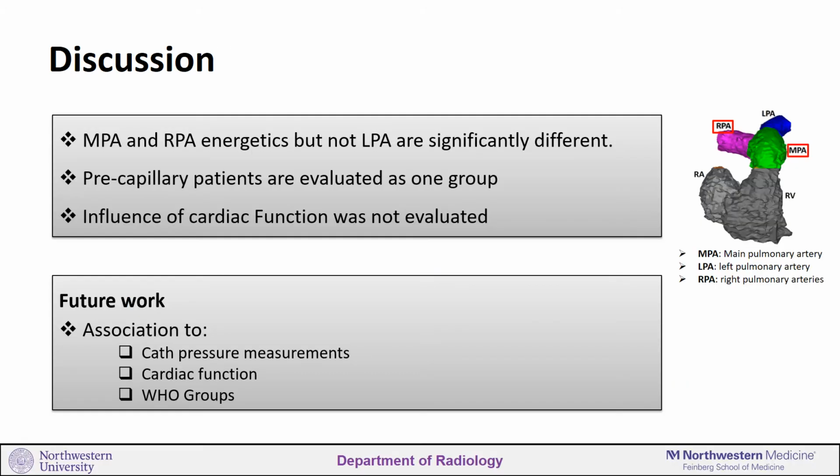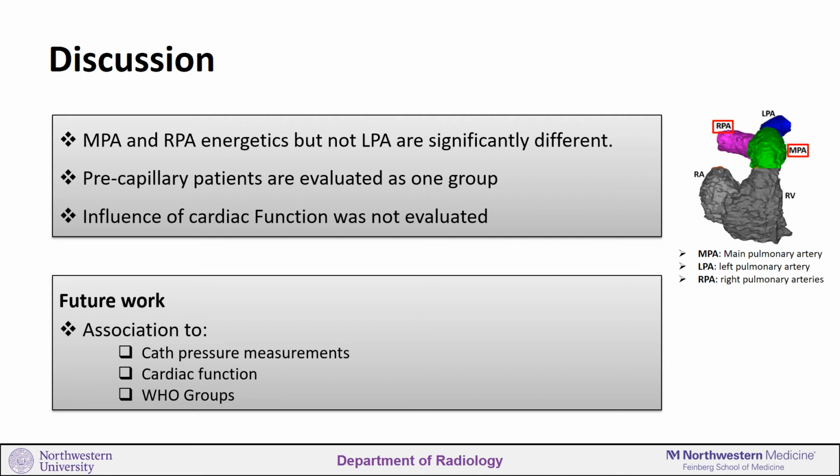Our results are encouraging, but there are a few points to be discussed as well as limitations to be addressed. The first most interesting finding was that it was the MPA and RPA energetics, but not the LPA, that were significantly different between the two groups, despite the fact that it's the LPA that's actually wedged by cath to differentiate between pre- versus post-capillary. There are potentially a couple of explanations for this.